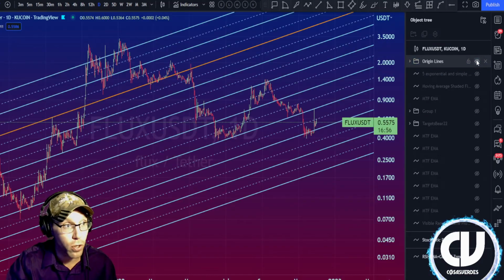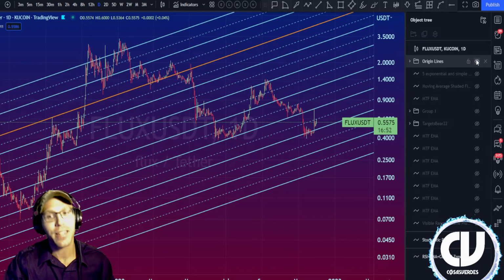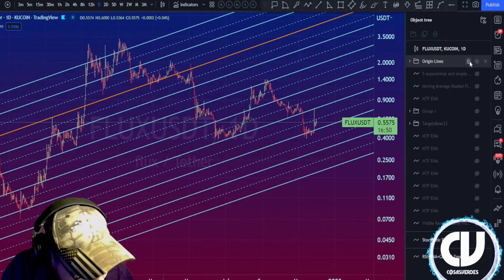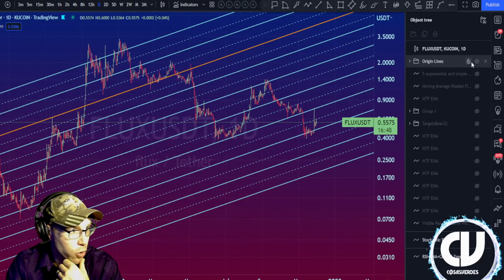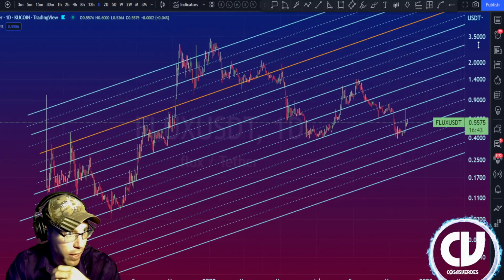I have a tutorial on how to set up your chart like mine. Not exactly how to do origin lines. That's in my Discord. Within the Discord community, I have a tutorial on that. But you need these lines if you like Flux, okay?